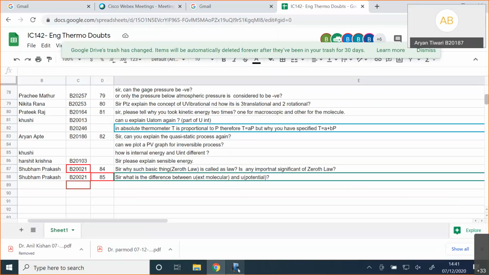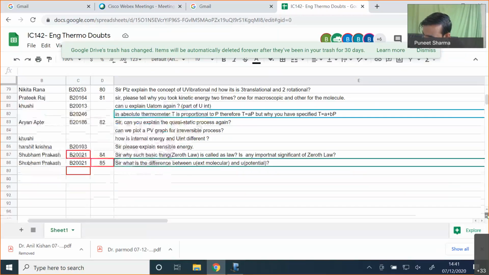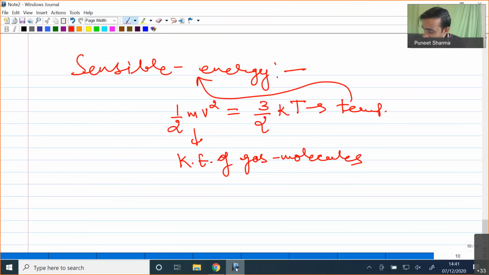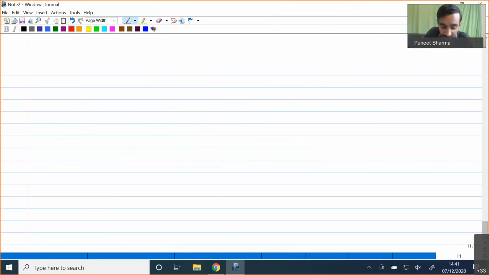Okay, then we have the next question. What is the difference between U external molecule and U potential? Okay, so this is a good question. Now, once again, the idea is when we have the potential energy between the two molecules.